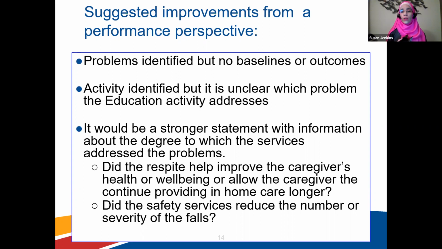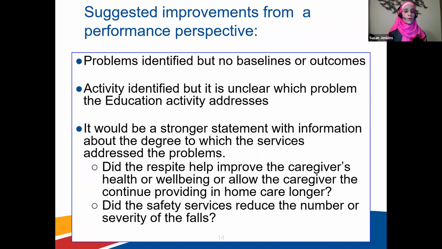A need was related to falls, but there wasn't data provided about the severity of the falls, the number of falls, and any changes in falls after the service was provided. The same for housing and accessibility. We don't know if the services met the needs. So the problems are identified, but there are no baselines as to what degree of problem it is, and what are the outcomes of the services related to those problems.